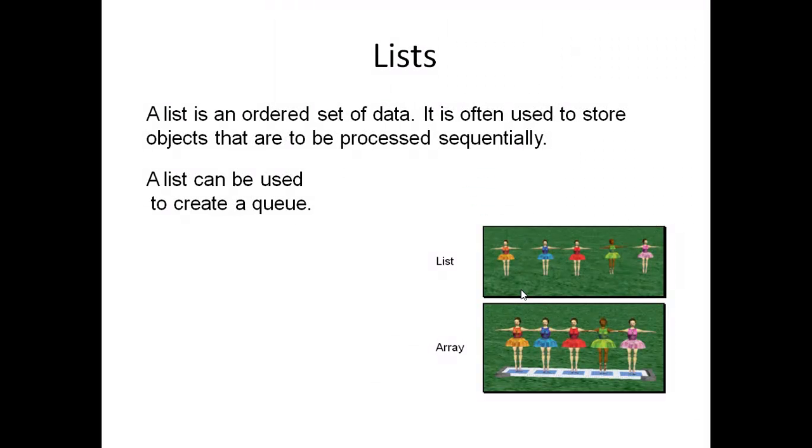I'll go to list. List is an ordered set of data. It is often used to store objects that are to be processed sequentially. Thus the list can be used to create a queue.